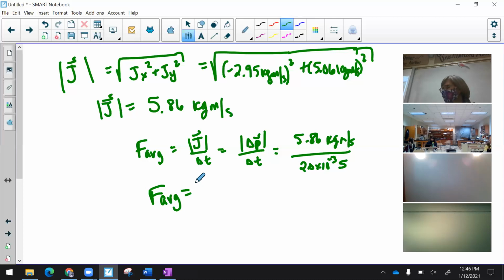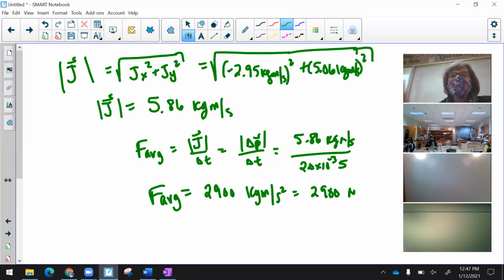What'd you get? I got 2,100. Oh. Well, kilograms meters per second squared, right? So that gives us newtons, but the units do work out. What did other people get? Okay, and that gives us our 2 sig figs. All right.